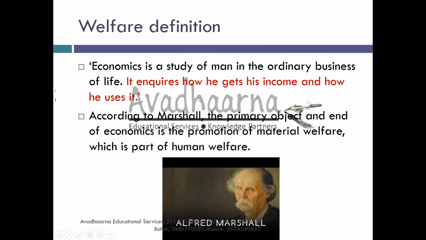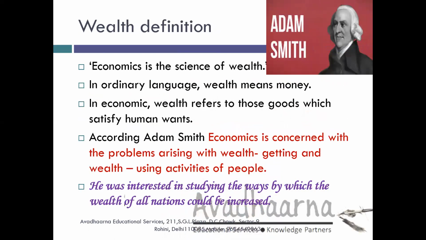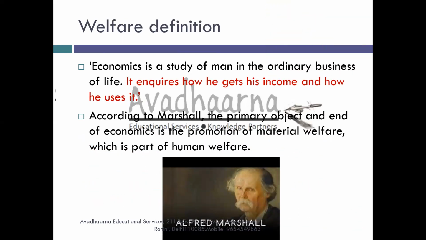Fine. So how is he getting his income and how is he using it? It is the main crux of the welfare definition given by Alfred Marshall. Adam Smith का crux था बेटे wealth, कि wealth कैसे generate होती है और wealth कैसे use होती है, and what are the ways in which the wealth of all nations could be increased. Alfred Marshall का जो thrust था on the welfare definition of economics, he wanted to give importance to how an income is generated and how a man is going to use this income in order to satisfy his needs and wants, ultimately, which is a part of human welfare.